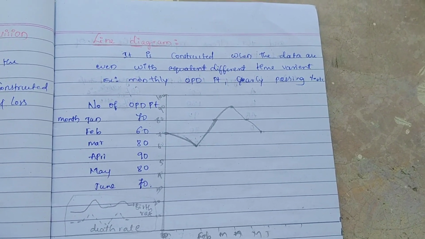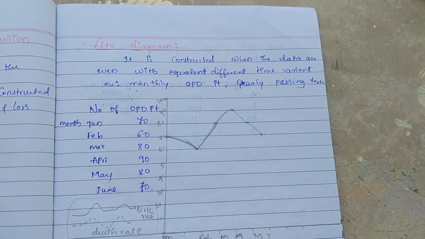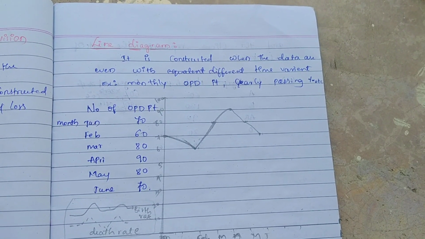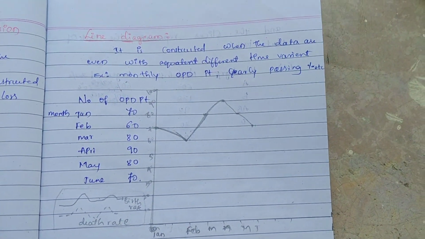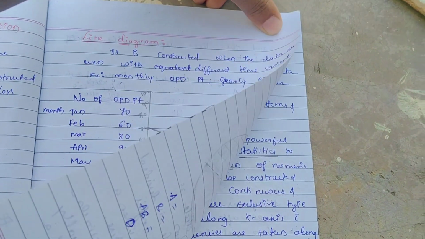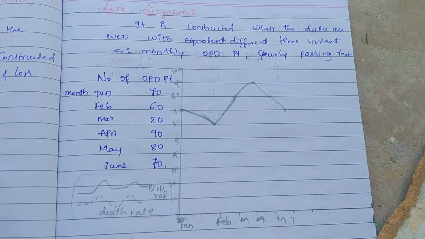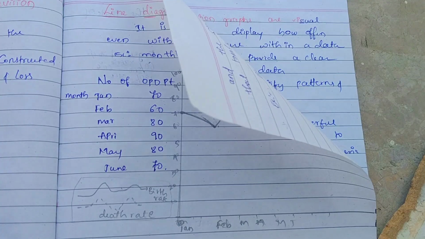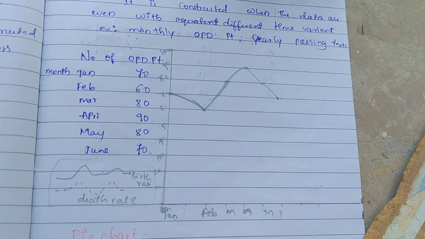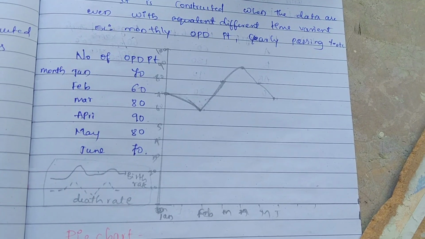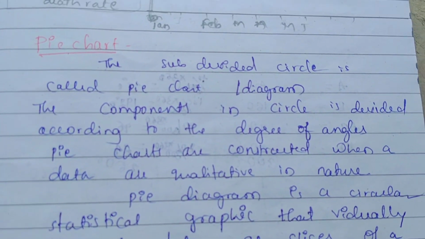Now we'll discuss line diagram, which is constructed when the data are given with different time variants, for example monthly OPD patients, yearly passing percentage and so on. We have an example: in the month of Jan 70 patients, so we have marked 70, and Feb 60. Similarly for each month we have presented the data, and it will look like a simple line diagram.